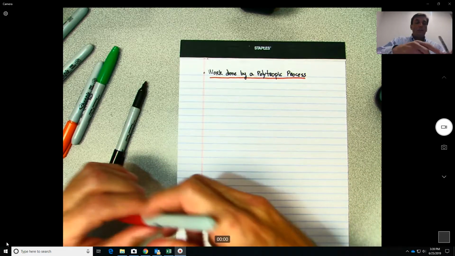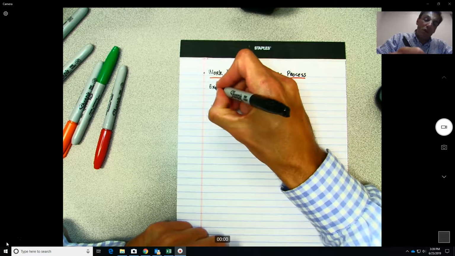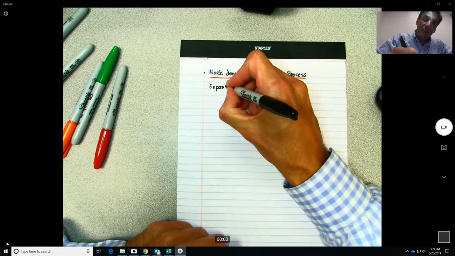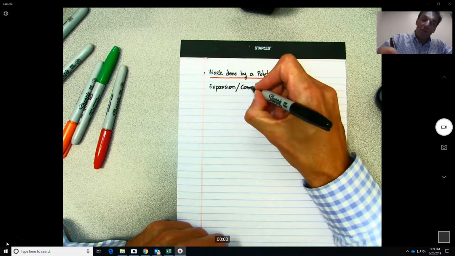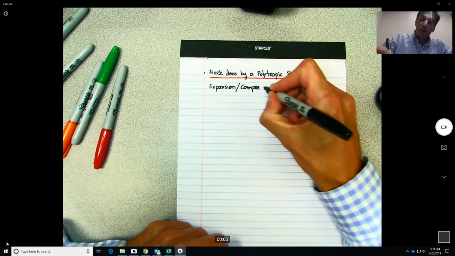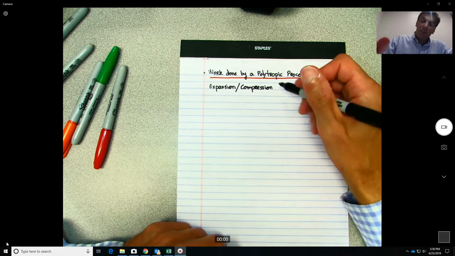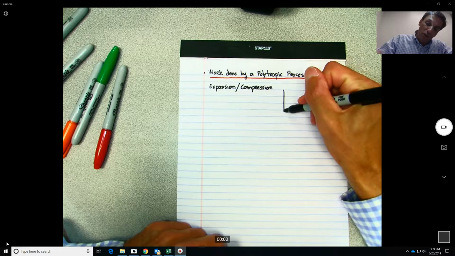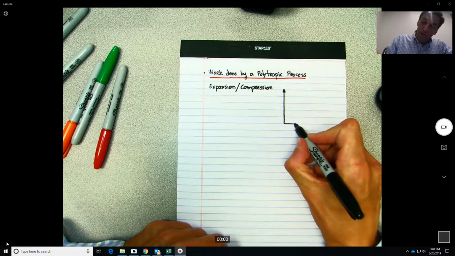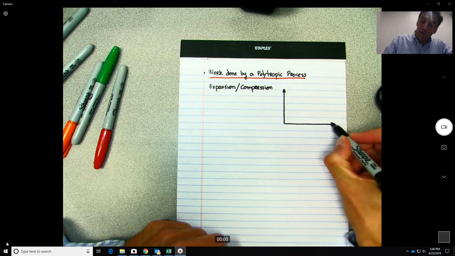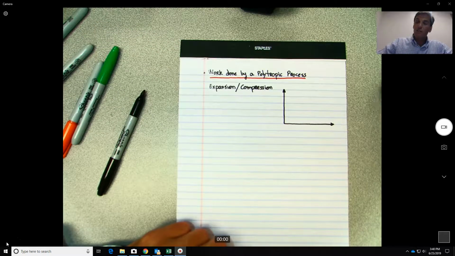So basically what happens is that in thermodynamics, in many cases, every time there is an expansion or compression of a liquid or a gas, it will generally follow a polytropic process. In most cases it will be for a gas, but it also works for fluids. So basically, what's a polytropic process?